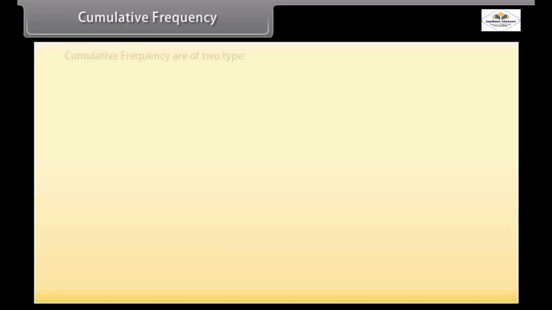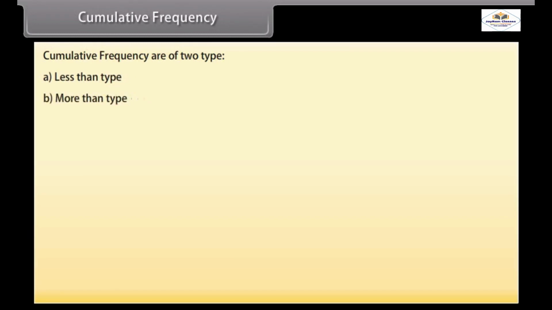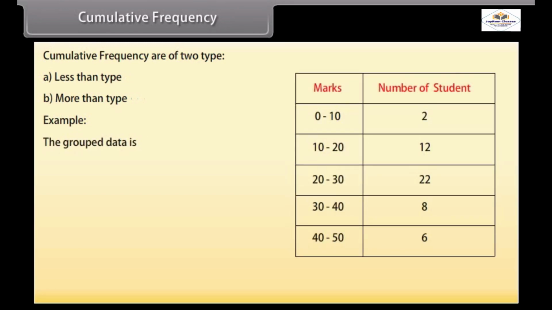Cumulative frequency. Cumulative frequency is of two types: A, less than type; B, more than type. Let us understand it with an example. The grouped data is, for marks 0 to 10, number of students are 2. For marks 10 to 20, number of students are 12. For marks 20 to 30, number of students are 22. For marks 30 to 40, number of students are 8. For marks 40 to 50, number of students are 6.